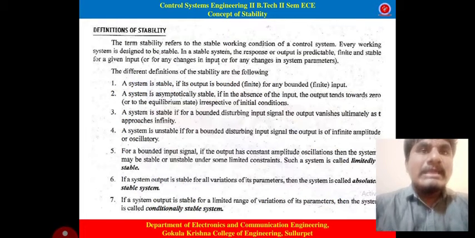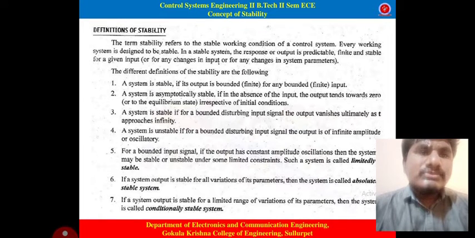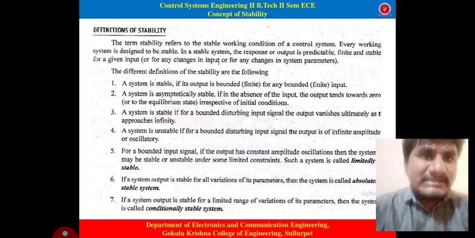Next, definitions of stability. There are different definitions. Let's see the first one: a system is stable if its output is bounded for any bounded input. That is what we have seen.